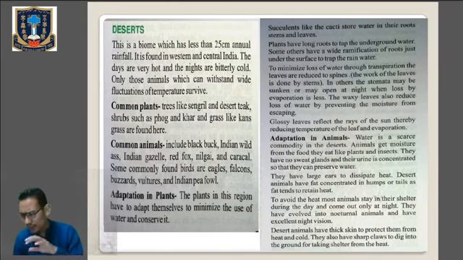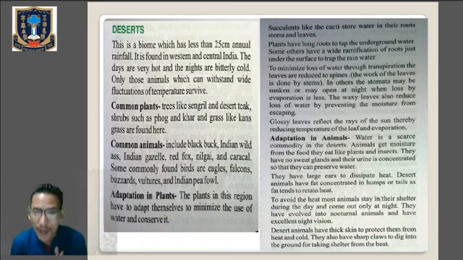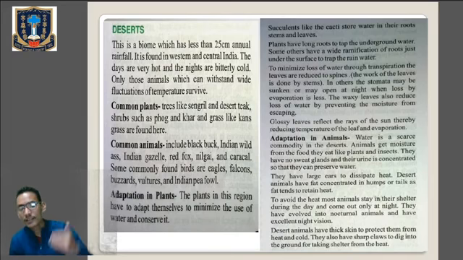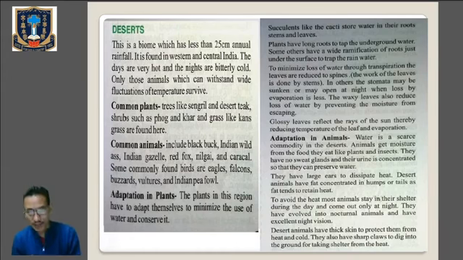Since water is very scarce in the desertic biome, animals also need to adjust to these desert conditions. Animals get moisture from the food they eat, like plants and insects. They have no sweat glands and their urine is concentrated. Why is it concentrated? Since they have to conserve water, a minimum amount of water will be lost in the form of urine.